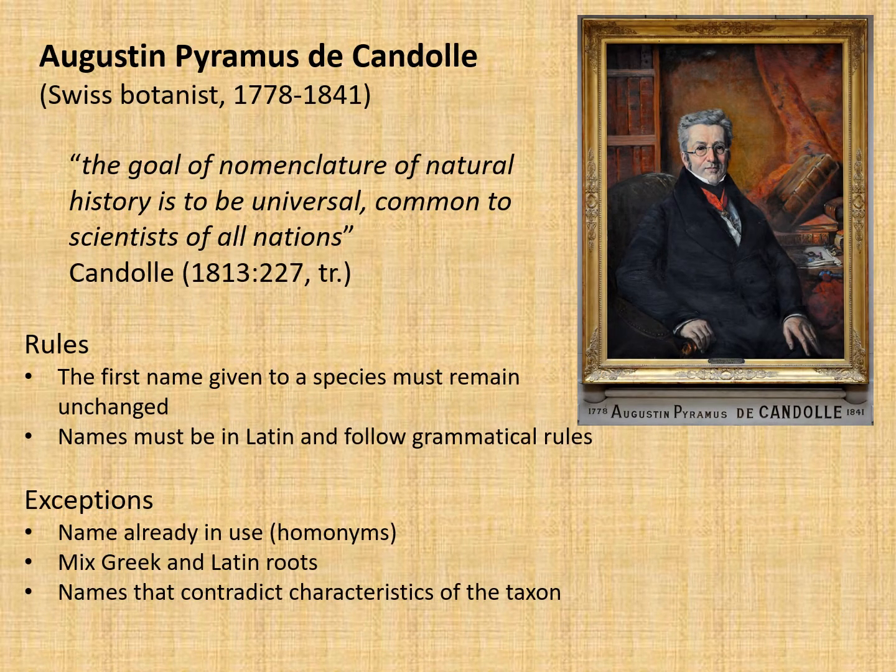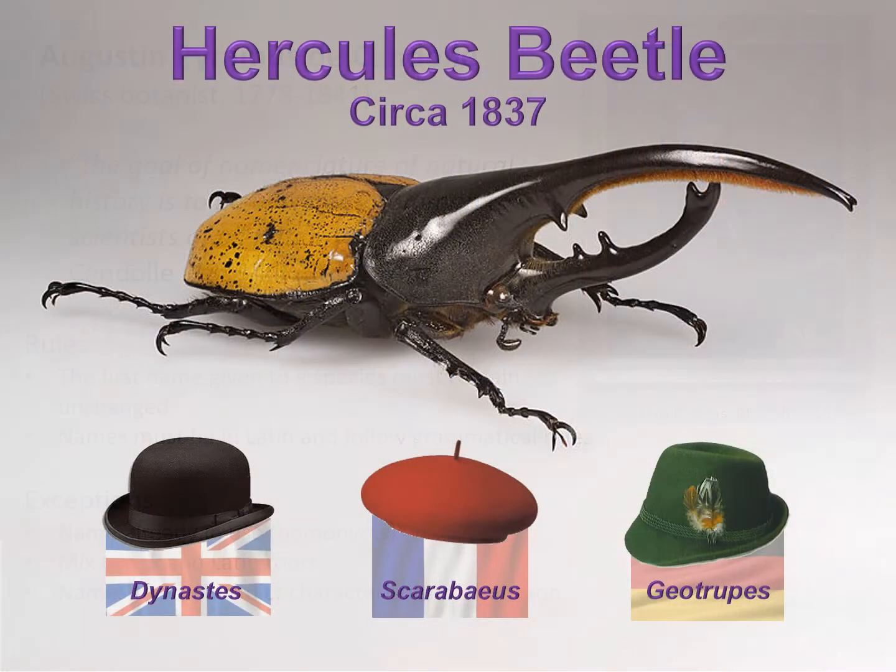In the early 19th century, Candolle articulated, "The goal of nomenclature of natural history is to be universal, common to scientists of all nations." To achieve this, he advocated a system of rules to make taxonomic nomenclature internationally consistent. This included emphasis on the principle of priority. But international taxonomic chaos persisted.